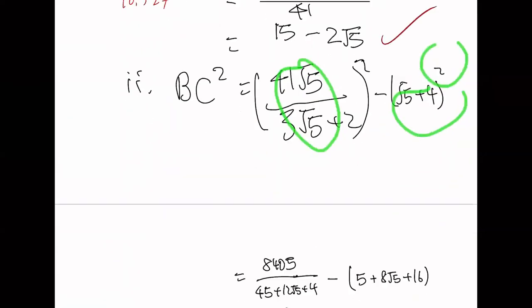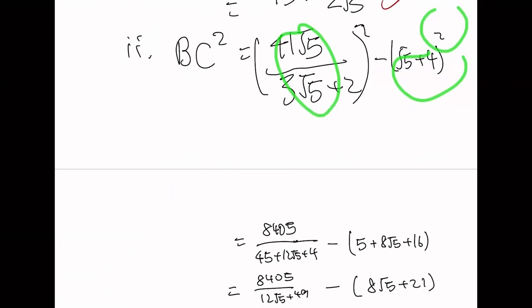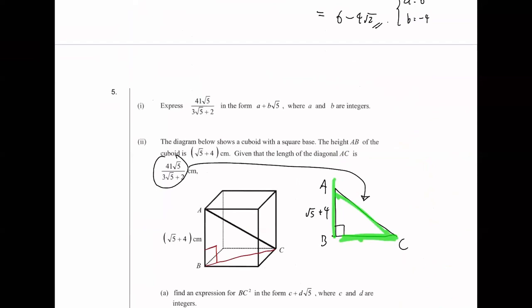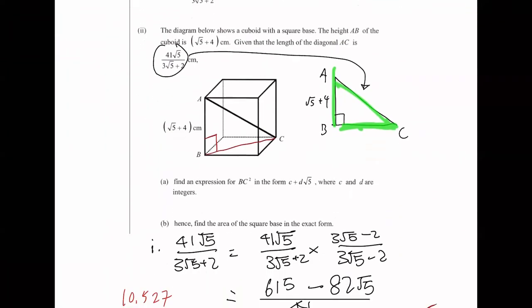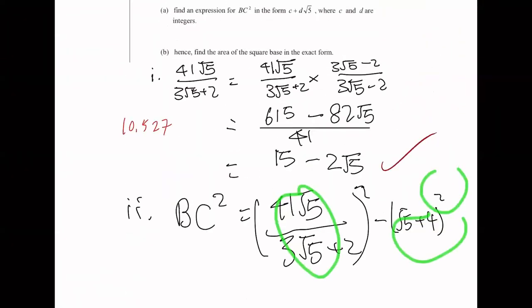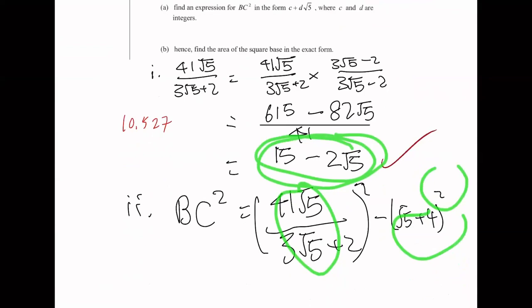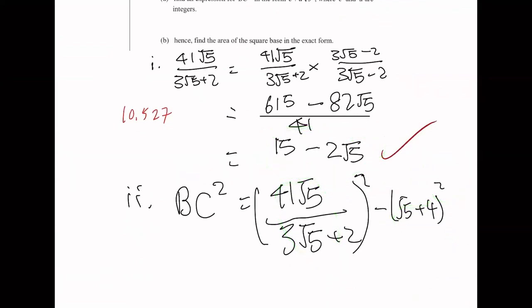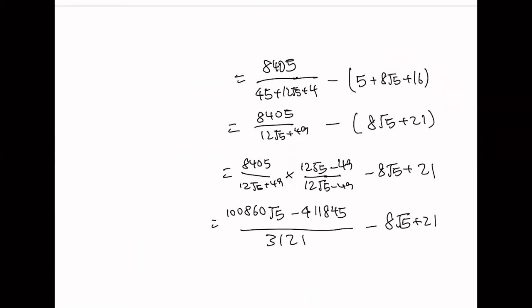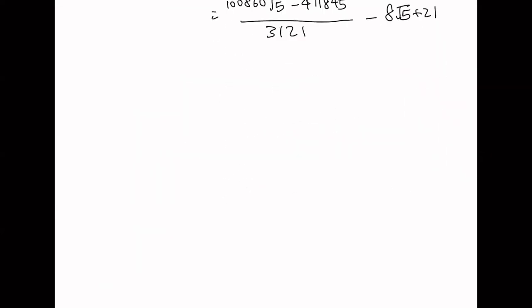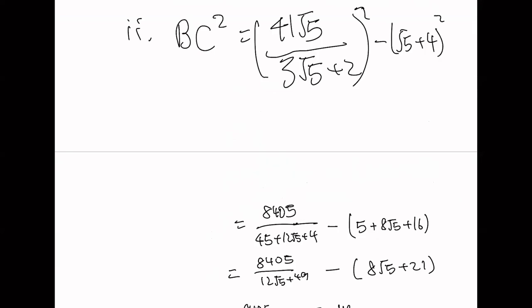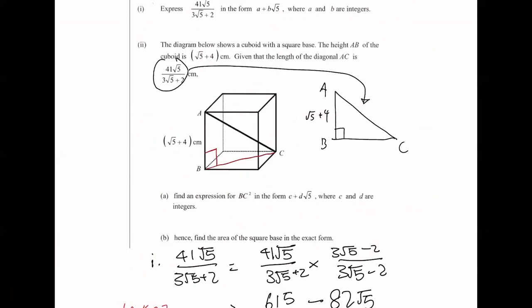Yes. Wow. Okay, let's see. So you see the reason why they gave you part 1 is so that you can use 15 minus 2 root 5 instead when you take the square. Okay, yeah, so you're working. By the way, I wasn't even able to do it. Oh, okay. Should I check?